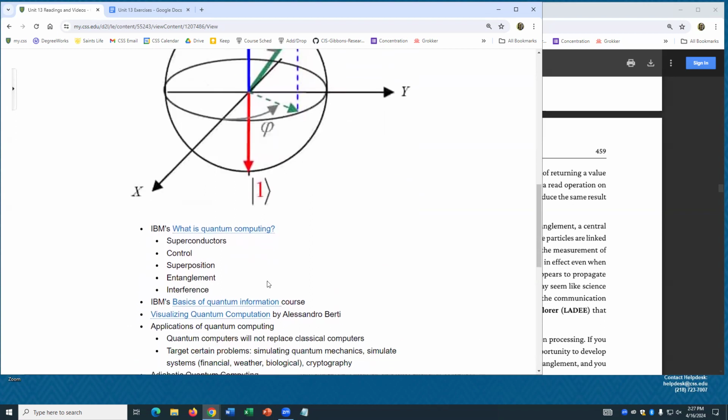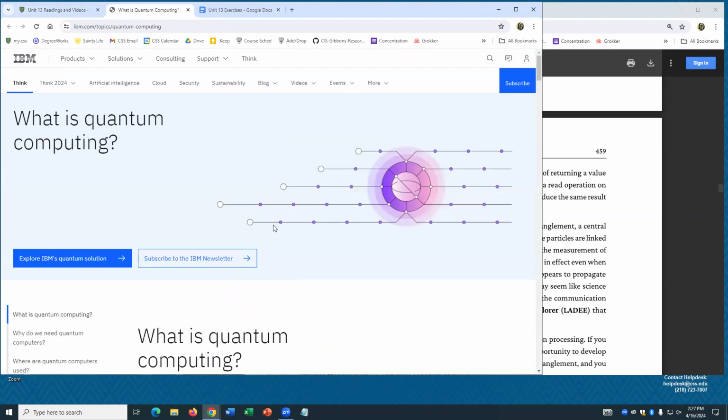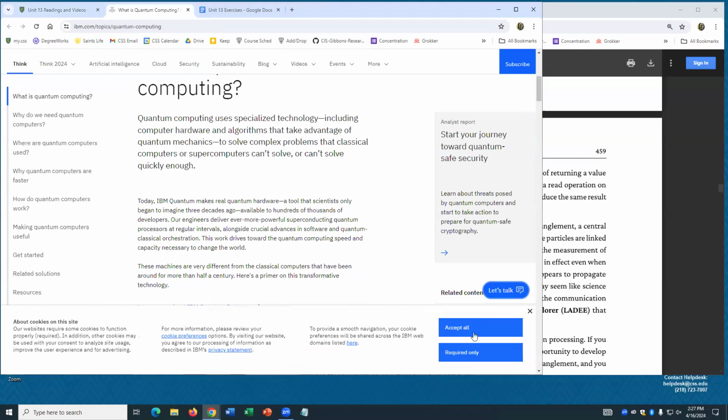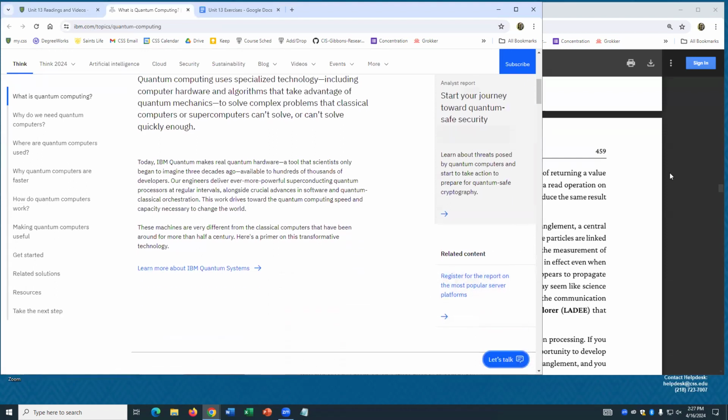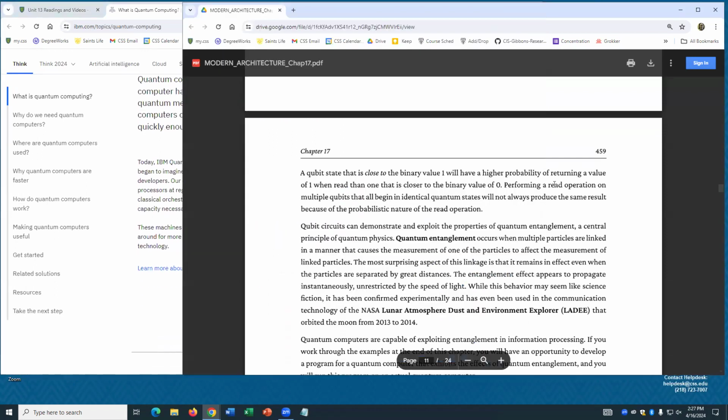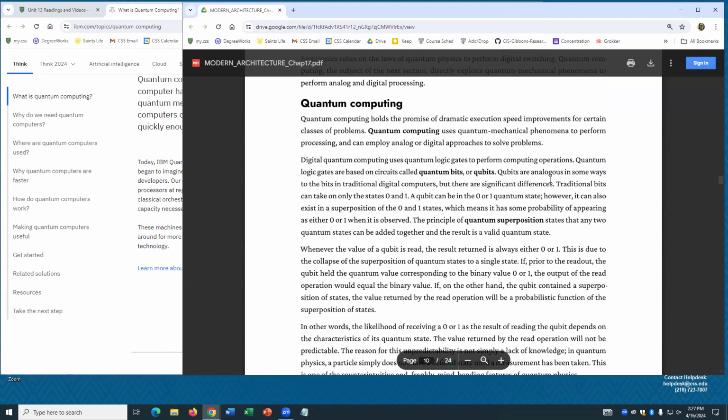So okay, let's try to do a more simplified version. IBM is really big in this field, so we'll jump to a couple of IBM things here. I'm just going to walk you through this. Actually, let's start with our textbook.